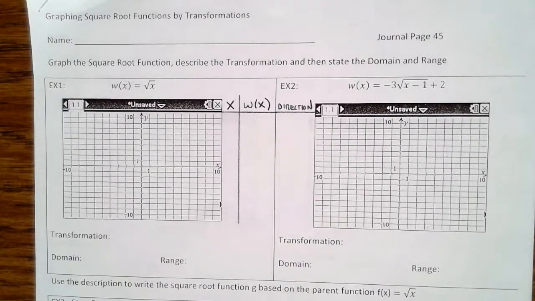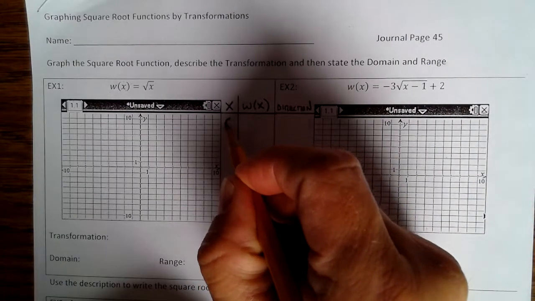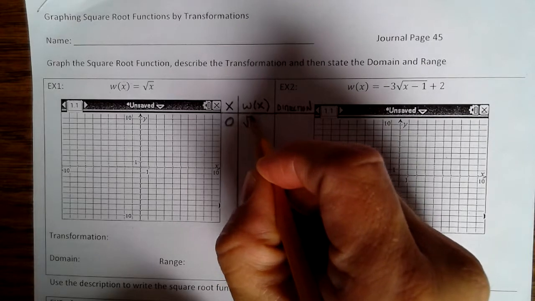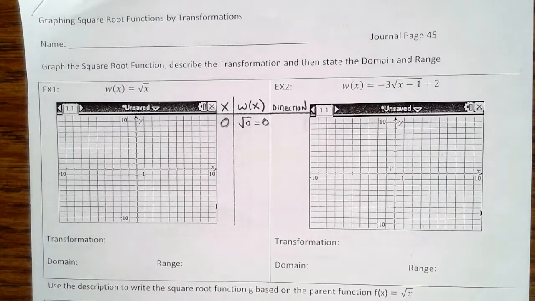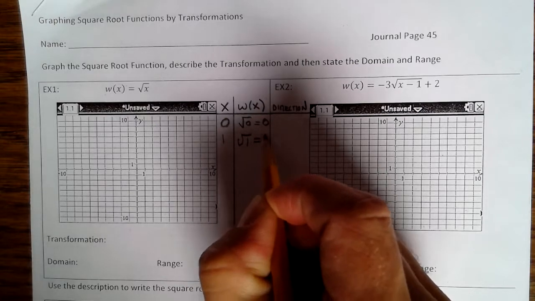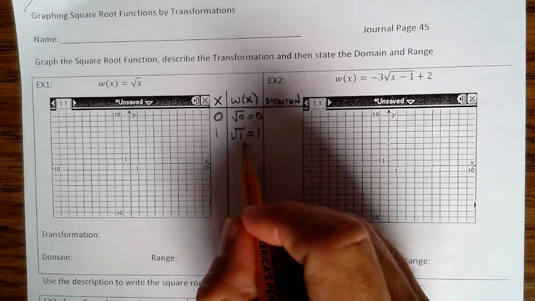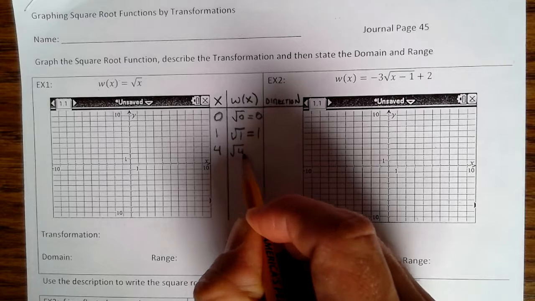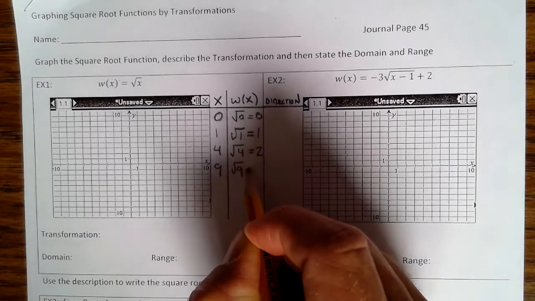It says graph the square root function, describe the transformation, and state the domain and range. Okay, so let's take a look at the parent function of the square root, so square root of x. When x equals 0, that is the square root of 0, which equals 0. When x is 1, the square root of 1 equals 1. We're not going to do 2 because the square root of 2 is not going to come out to be a whole number, so we're not going to do 3. We can do 4. The square root of 4 is 2, and the square root of 9 is 3.